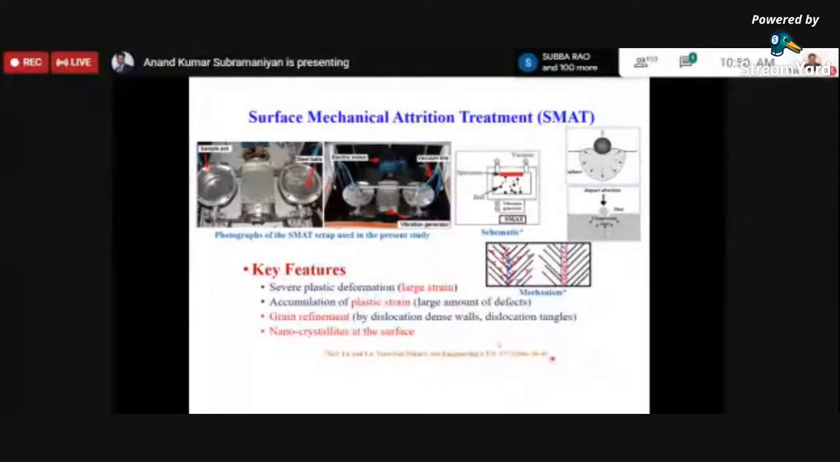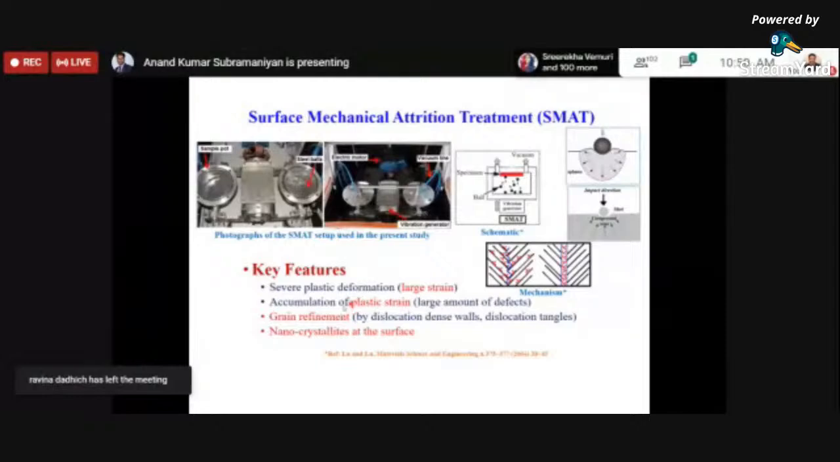There are several key features that make this process really affordable and reasonable to use for generating this severe plastic deformation by introducing a large amount of strain. And because of the severe plastic deformation, there is going to be accumulation of plastic strain, and then eventually because of this plastic strain there is going to be a large amount of defects.